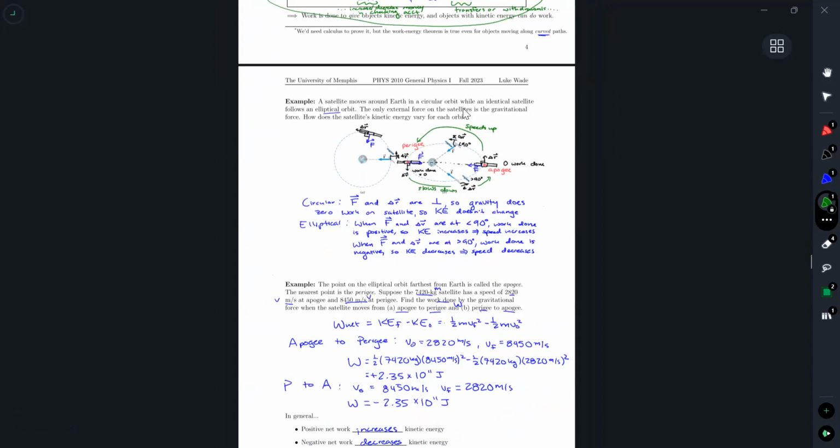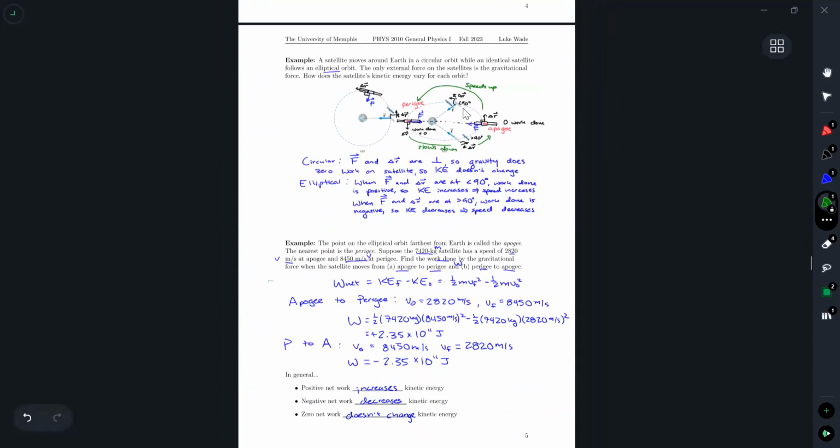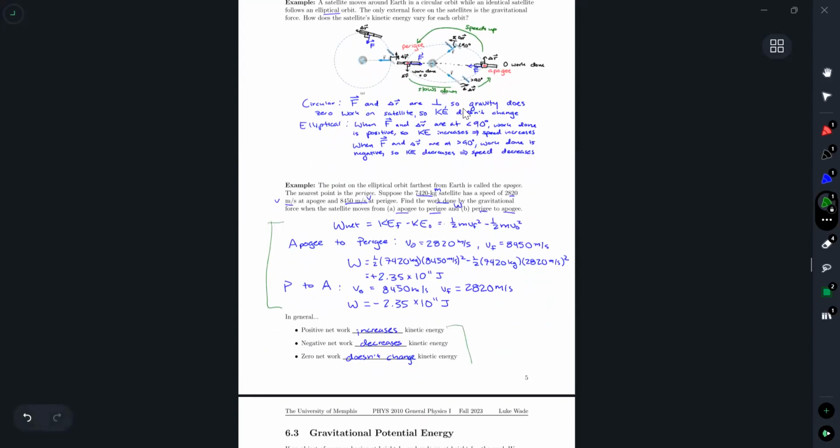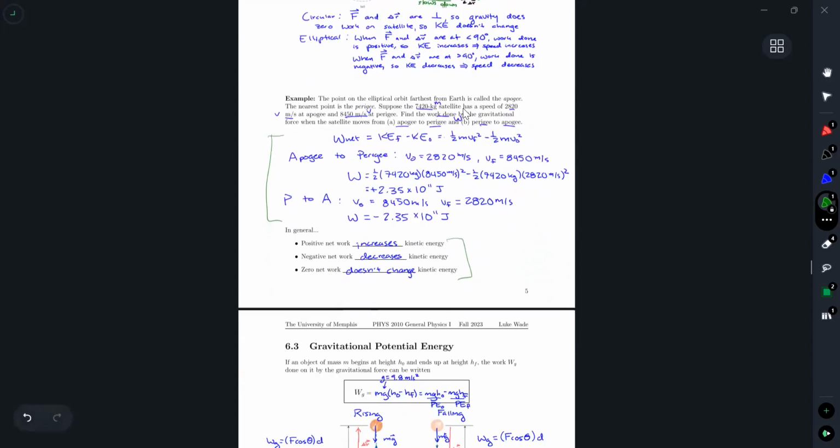An example like this, where it's like a satellite, is not specifically important. Probably this version, this calculation of it would be a more relevant thing to consider. But the idea of perpendicular force and displacement means zero work. And then these angles less than or more than 90 mean positive or negative. That is a good conceptual thing. But it's summarized here. Positive net work increases kinetic energy, negative decreases, zero doesn't change it.